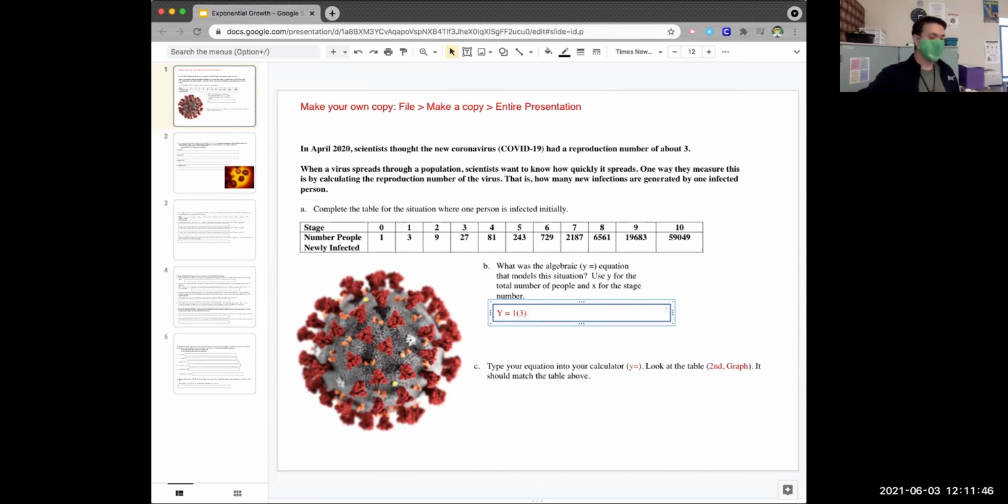And then we put in the exponent. One way you could do that is with a caret symbol. And the exponent, we leave it as an x. You don't change that. You don't put a number in there. Okay, that's the equation that would create that table for you. It's going to measure the input and the output. And depending on what stage you're on, it'll tell you how many people are newly infected. Any questions, concerns? You got that?